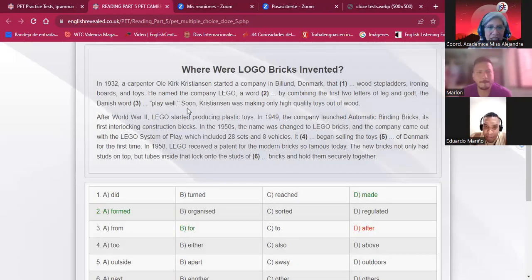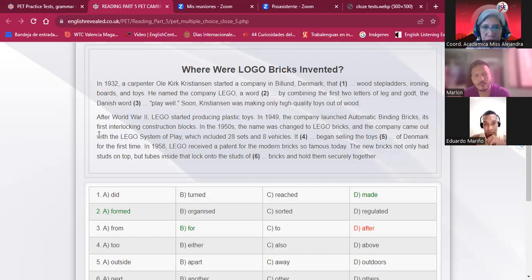Okay. Usually, your first impression is the right one, if you do not think very hard on it. The word that you say, oh, this sounds like, suena como que sí. After World War II, Lego started producing plastic toys. In 1941, the company launched automatic binding block bricks, its first interlocking construction blocks.